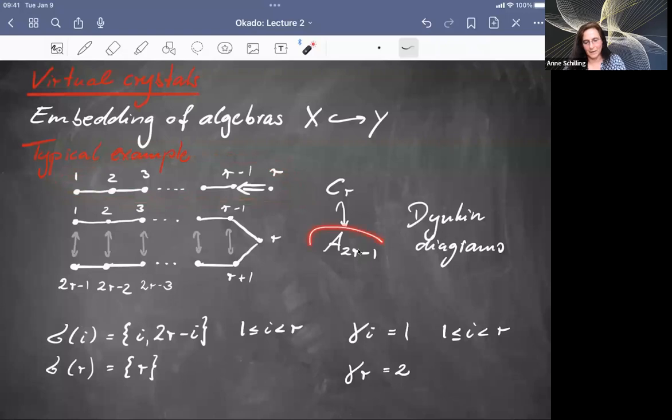Type A_{2r-1} would just be a line with 2r-1 vertices, but we are going to fold this Dynkin diagram like this, so that we identify node 1 with node 2r-1, node 2 with node 2r-2, and so on, and node r-1 with node r+1. We are going to identify these, and node r is on its own.